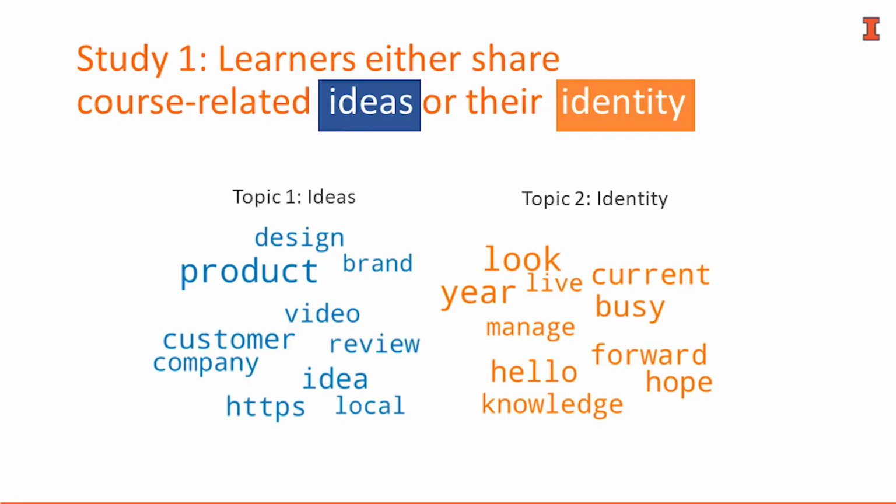In study one, we look at 18,000 learners' data over 2 years using topic models, and we find that either learners post something about their ideas related to the course. So in a marketing course, you would see words like product, company, brand, or they say something about who they are, their identity, which could be hello, look forward to, currently managing, whatever it is.